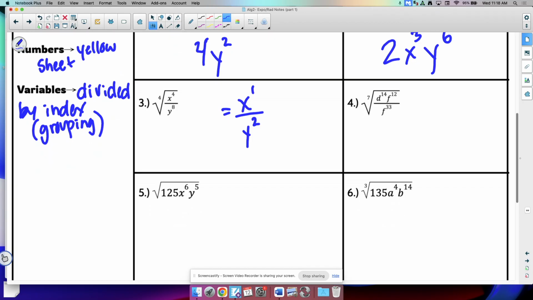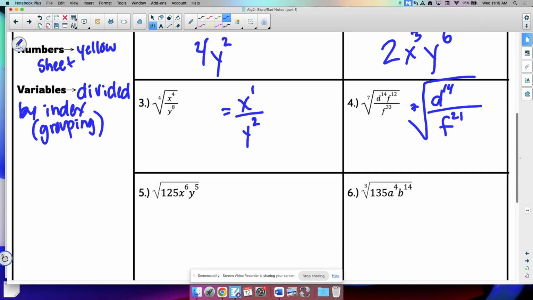What should we first do to number 4? Simplify. So do you see how on number 4 there's f's on both top and bottom? We can simplify that. Do we have more f's on top or on bottom? Bottom. So they're going to end up on the bottom. And when you're in a fraction, what do you do to your exponents? Subtract them. So what's 33 minus 12? 21. So you are allowed to simplify things first before you do the radical.